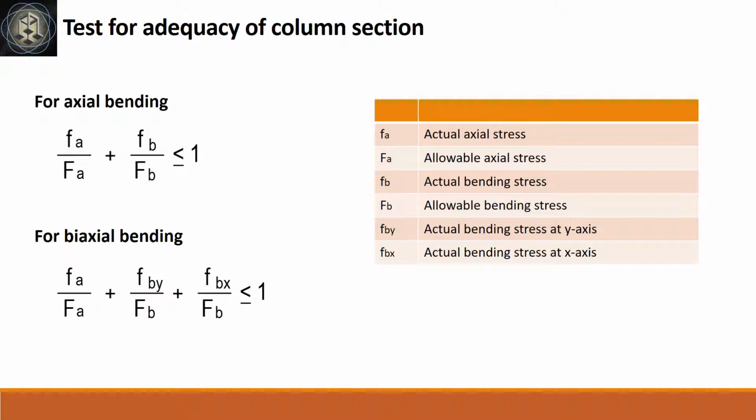For axial bending, the sum of the actual axial stress over allowable axial stress and actual bending stress over allowable bending stress should be less than or equal to 1. For biaxial bending, the sum of actual axial stress over allowable axial stress and actual bending stress over allowable bending stress of both axes should be less than or equal to 1.